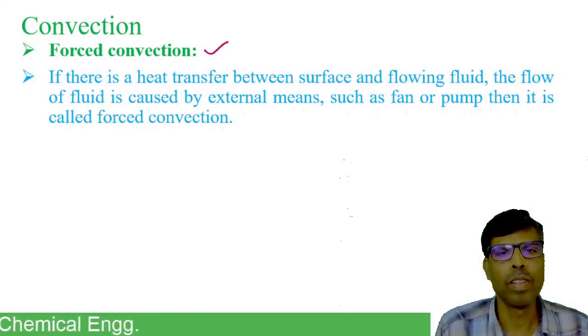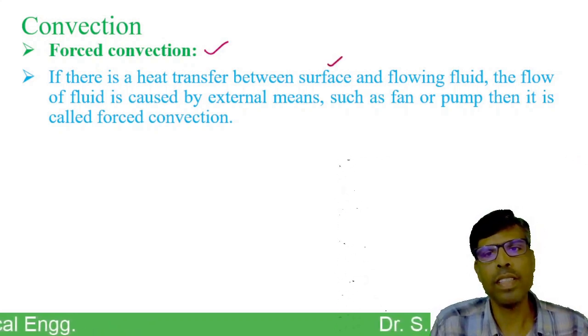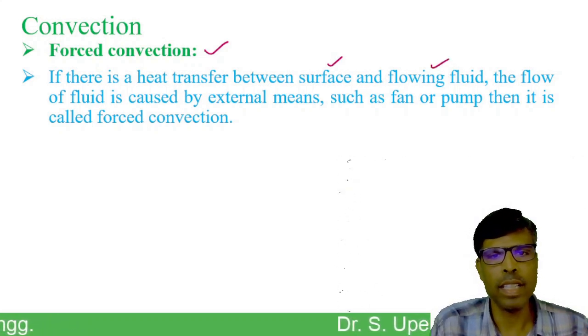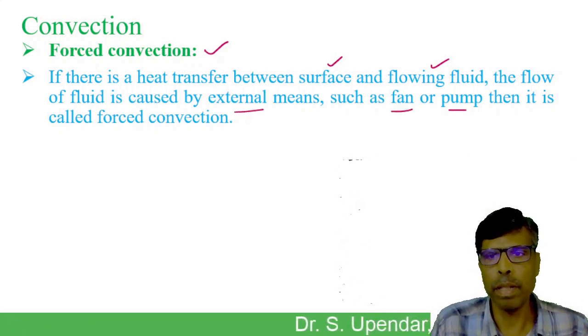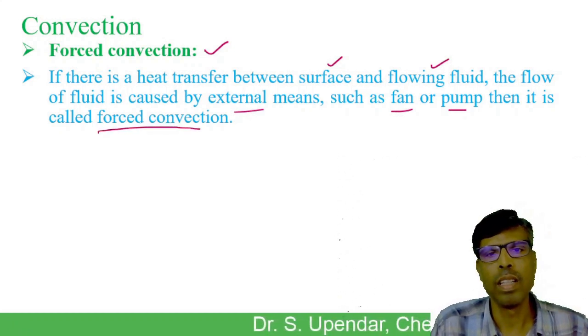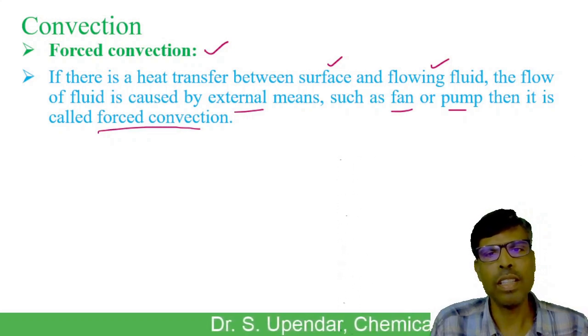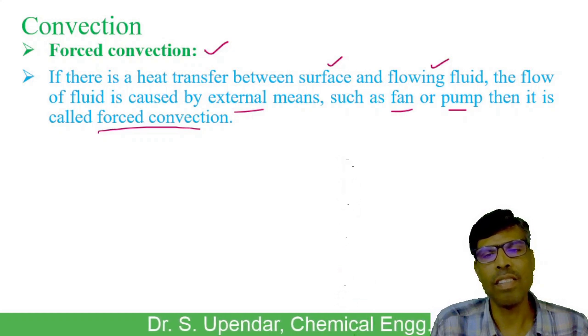The second one is forced convection. What is forced convection? If there is a heat transfer between a surface and a flowing fluid, and the flow of fluid is caused by external means such as a fan or pump, then it is called forced convection. That means the movement of the fluid is due to an external force like a fan or pump, not due to the density differences in the fluid.